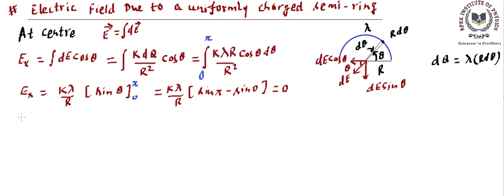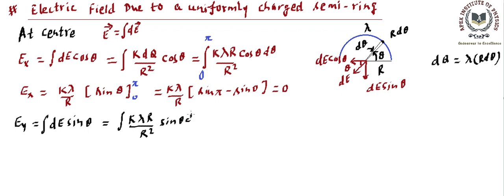Now the important aspect is to find the Ey component. That's going to be the total value. So Ey is going to be the integration of dE sine theta. We can say this integration will be very similar to the above one. That means we need to place the dE value, which is going to be k dq, and dq can be written as lambda r d theta divided by r square, and sine theta, so we can write it as a sine theta d theta.